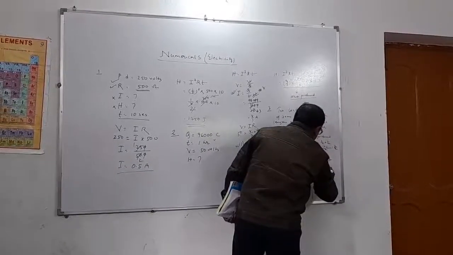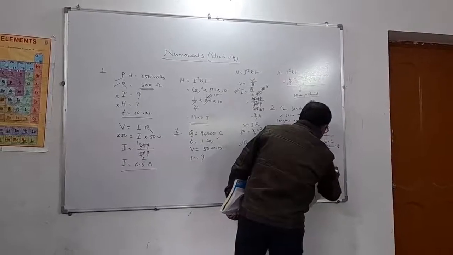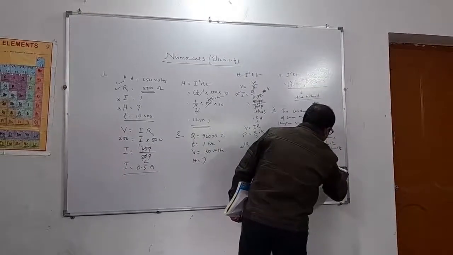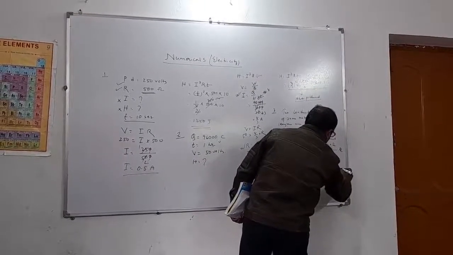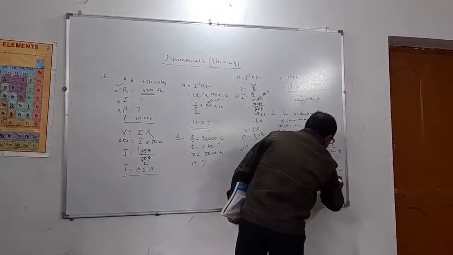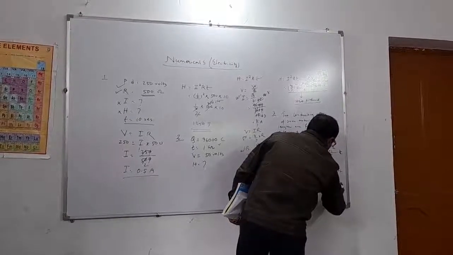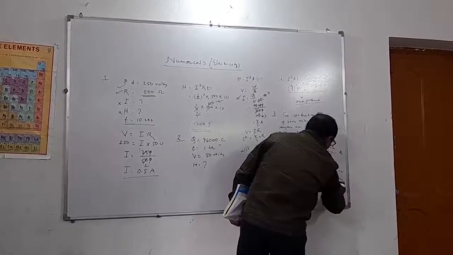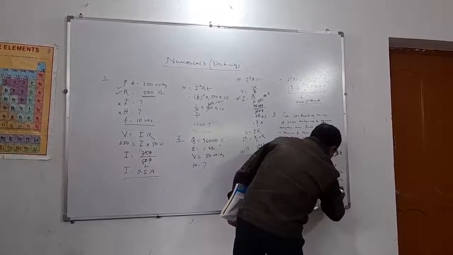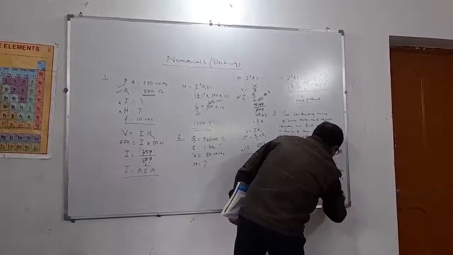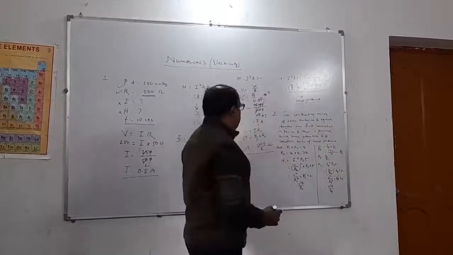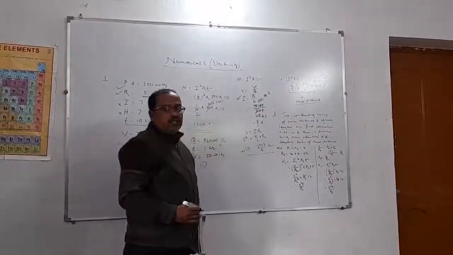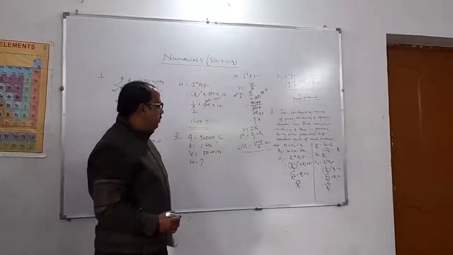I2 is again V by Rp, whole square, into Rp into T. So V square upon Rp square into Rp into T. One Rp cancelled out. It is V square T by Rp. This is the heat produced when resistors are connected in parallel.